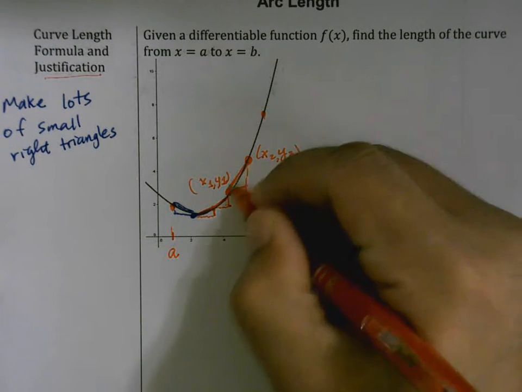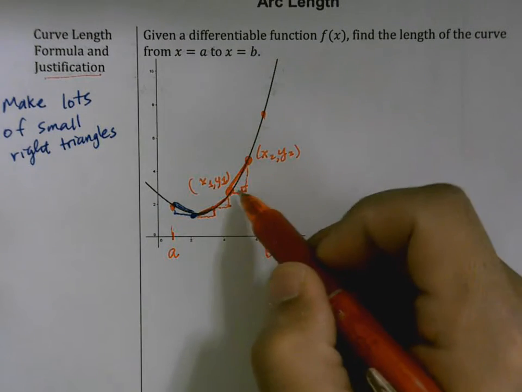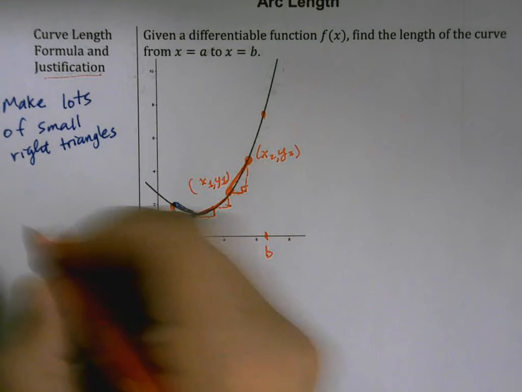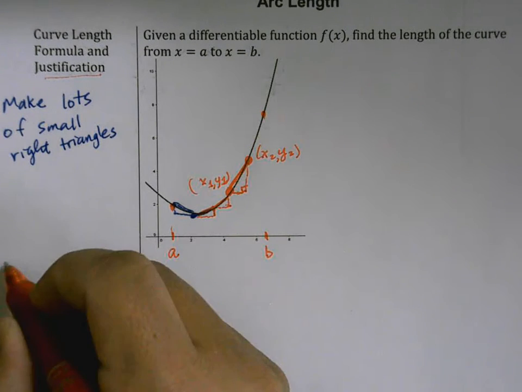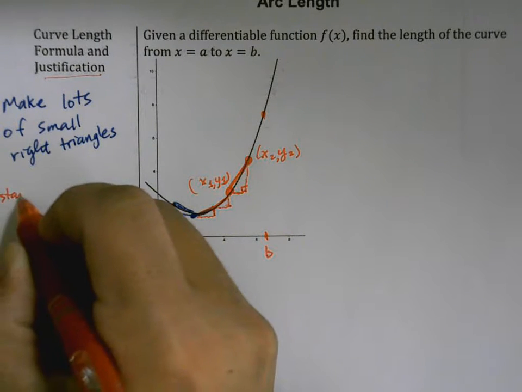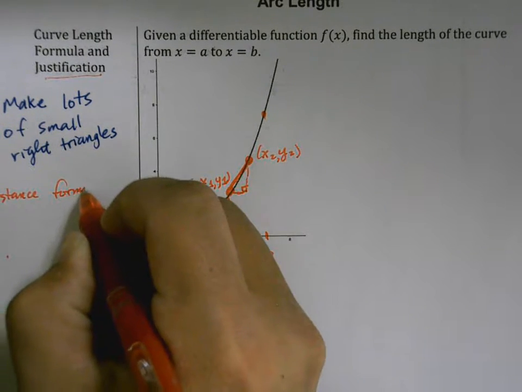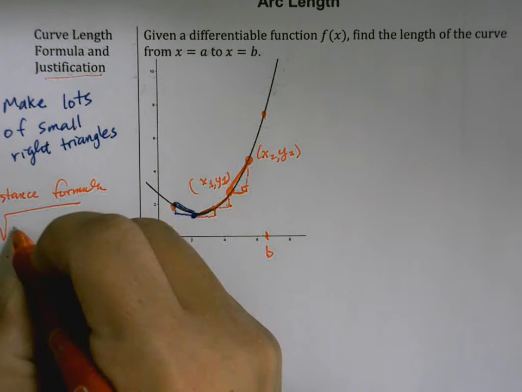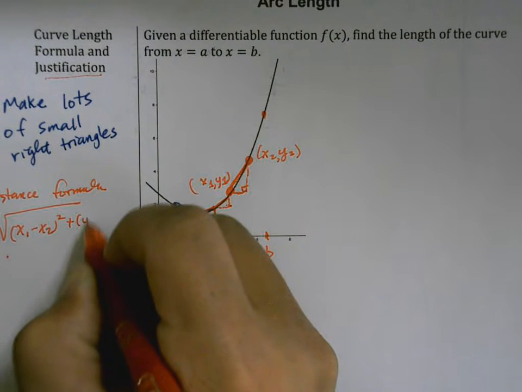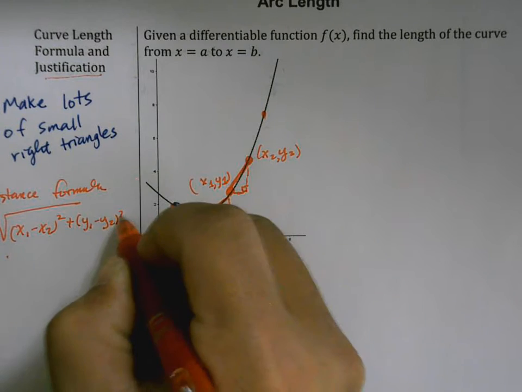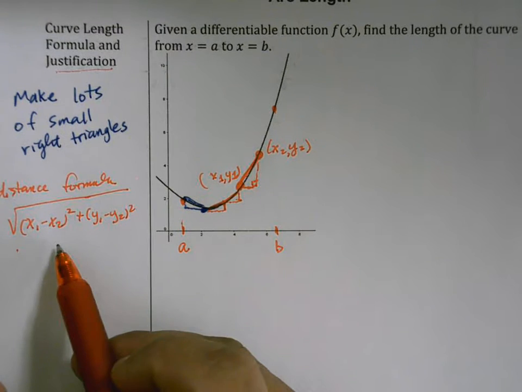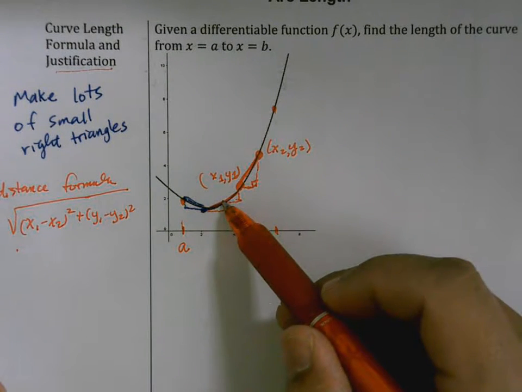Okay. And this length here, well, we can just use the distance formula for any of these little line segments. So remember that the distance formula is the square root, so I'll write it down here. It is the square root of x1 minus x2 quantity squared plus y1 minus y2 quantity squared. Okay. And then the distance formula gives us the length of one of these little segments.